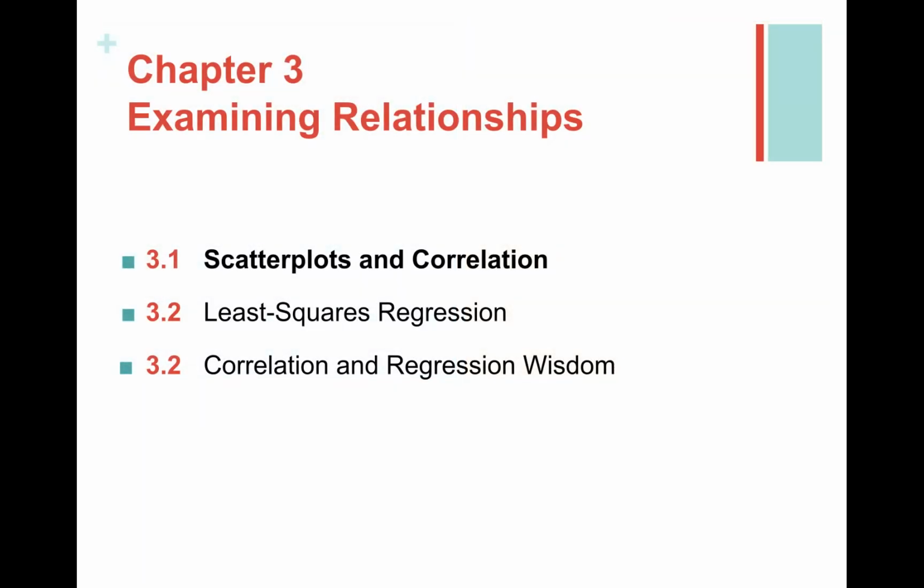So we have three sections in Chapter 3. In Section 1, we have scatterplots and correlation. Section 2, we're going to learn about the least squares regression model. And in Section 3, that's a typo. That should say 3.3. We're going to learn about correlation and regression wisdom. So that is just some pointers and some things to look out for when we're using correlation and linear regression.